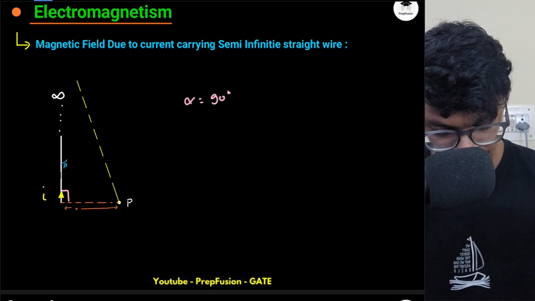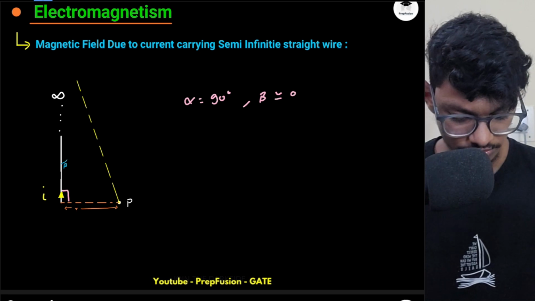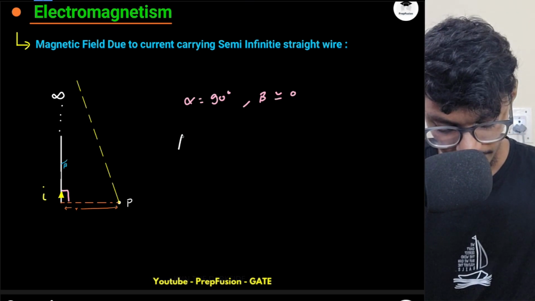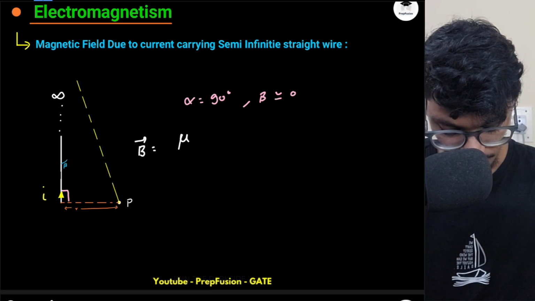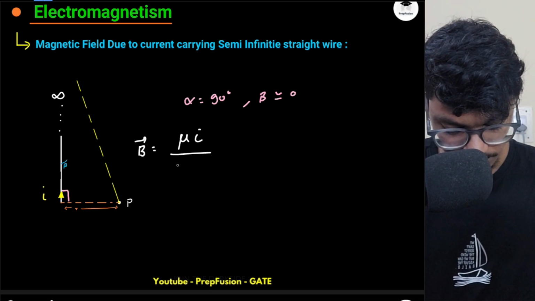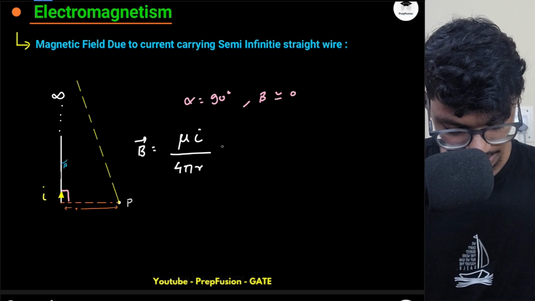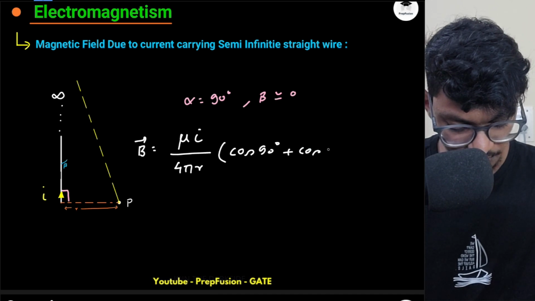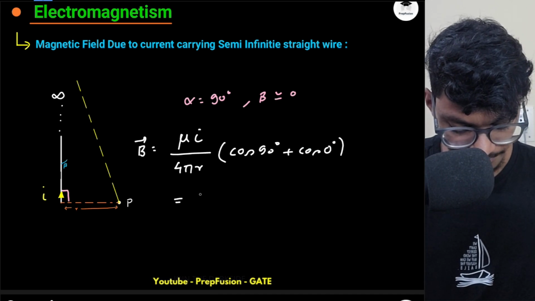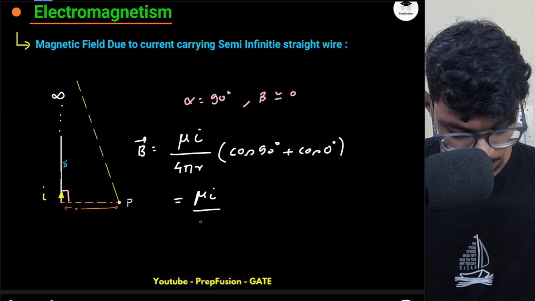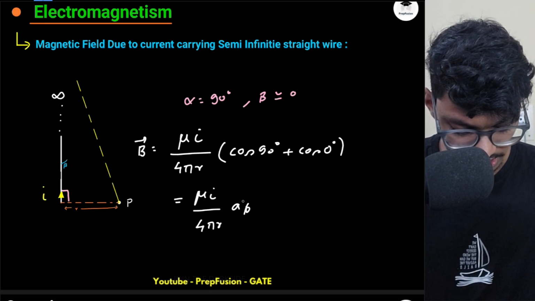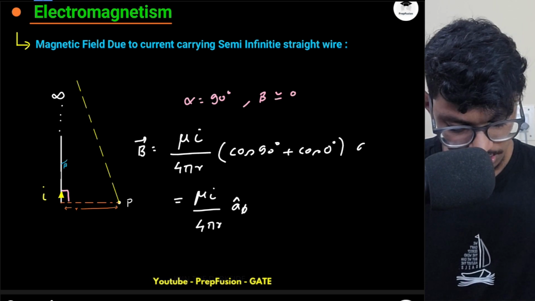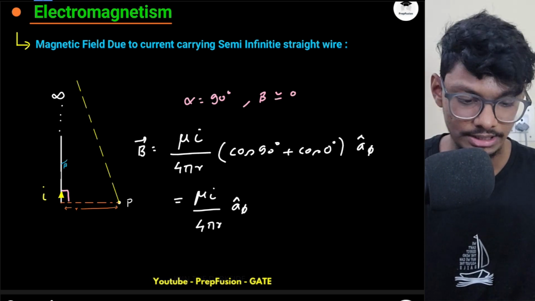So beta roughly equals 0. This time it will not be exactly mu naught by 2 pi r. So B will be mu I by 4 pi r, where r is the perpendicular distance, into cos of 90, which is 0 for alpha, plus cos of beta, cos of 0. So it will become mu I by 4 pi r, and obviously the direction is a phi cap. So that is the case over here.